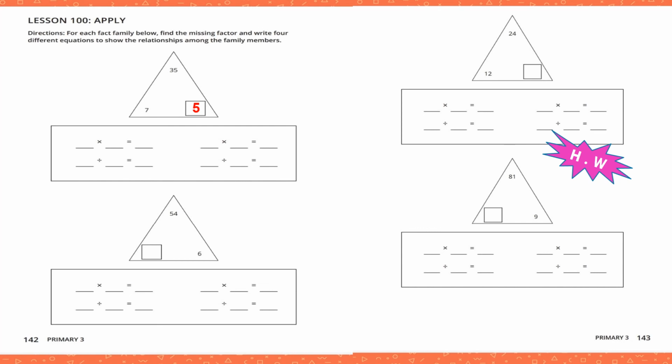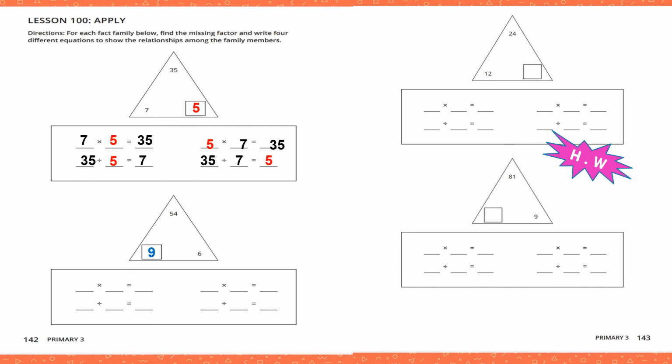Let's write them. First, 7 times 5 equals 35. Or 5 times 7 equals 35. The division equation, we write the whole, the total. 35 divided by 5 equals 7. Or 35 divided by 7 equals 5. Here we have 54 equals what times 6? 9 times 6. Great.